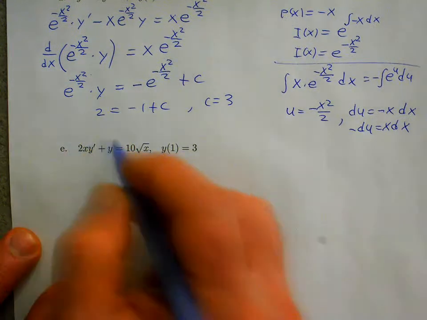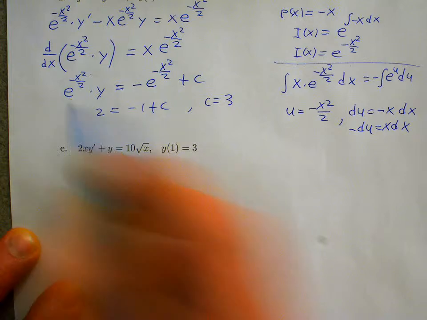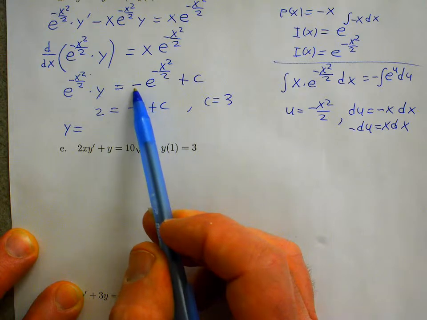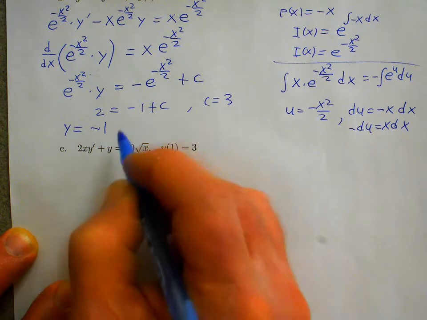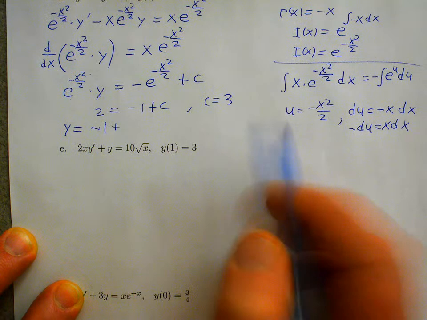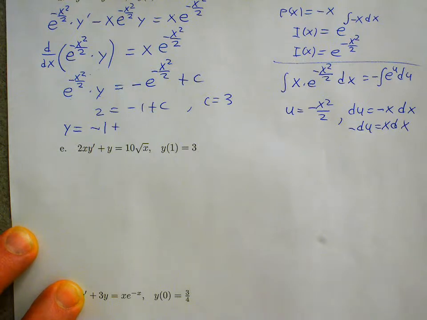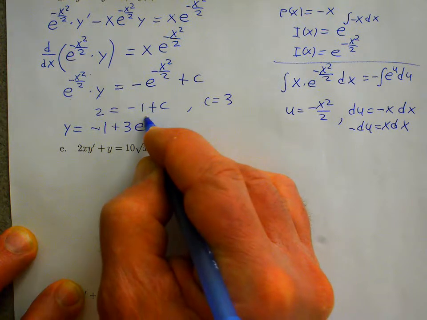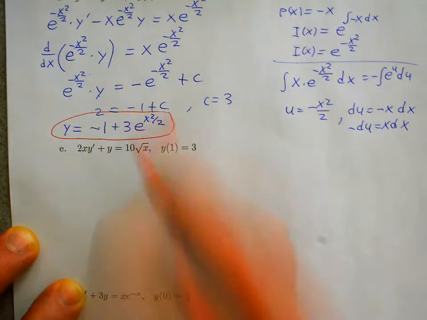Okay, so I'll see if I can squeeze all of that in. We're going to divide every term on both sides by e to the negative x squared over 2. So the left-hand side will be y. And when I divide this by that, I just get negative 1. And if I divide 3 by e to the negative x squared over 2, that's equivalent to 3 times e to the positive x squared over 2, isn't it? So that's what I get.